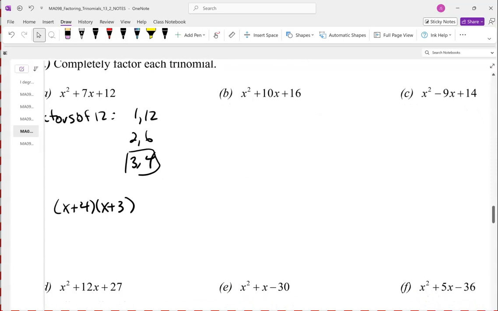Let's do C. Same process again. We want factors of which one? The 14. Good. What are your factors of 14? I think that's it, isn't it? Because 3 doesn't, and again, if you need your calculator, that's fine. 3 doesn't go into 14. 4 doesn't go into 14. 5 doesn't go into 14. 6 doesn't go into 14, and you already found the 7. So you know you're done.